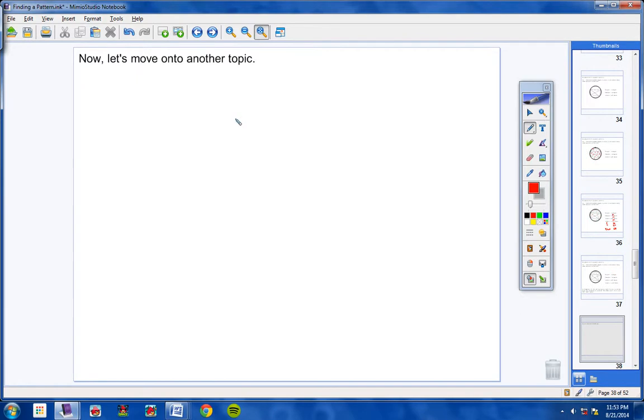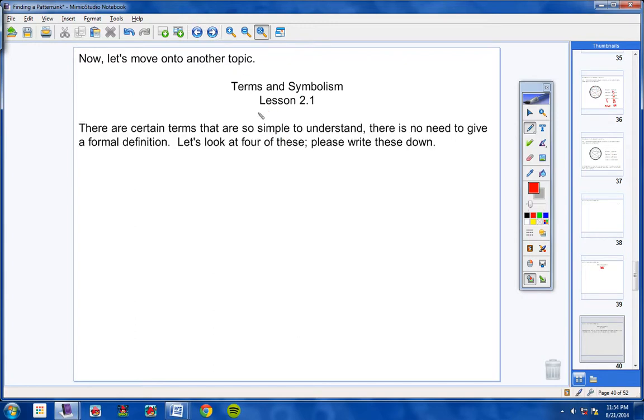Now, let's move on to another topic for the day. I told you at the beginning of the class period, we're going to look at 2 different topics, okay? And so go ahead and copy this in your notes if you would, please. Terms and symbolism in geometry, lesson 2.1. Be sure and include today's date if you would, please. We're going to take a lot of notes, so get ready. Here we go.